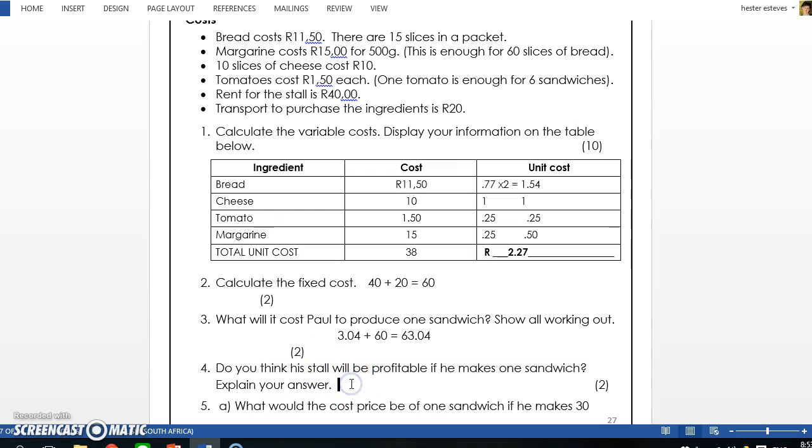Do you think it'll be profitable to make one sandwich? No, of course not. Because of this high cost, he has to pay these fixed costs. So if he's going to make a sandwich for 63 Rand and add a profit, who is going to buy a sandwich for 65 Rand? Nobody. Okay, so then let's look at the next one.